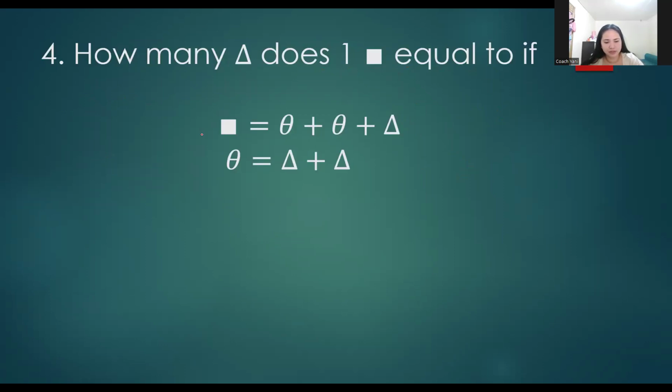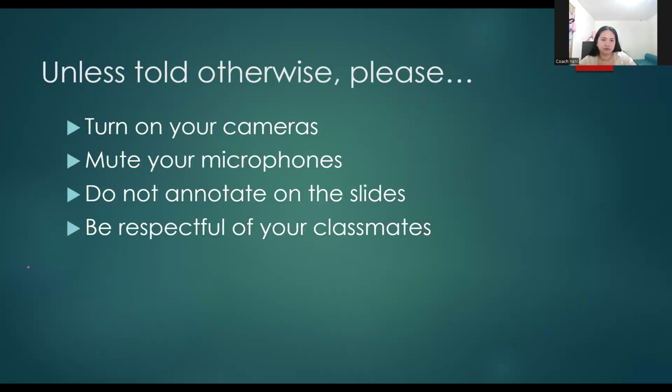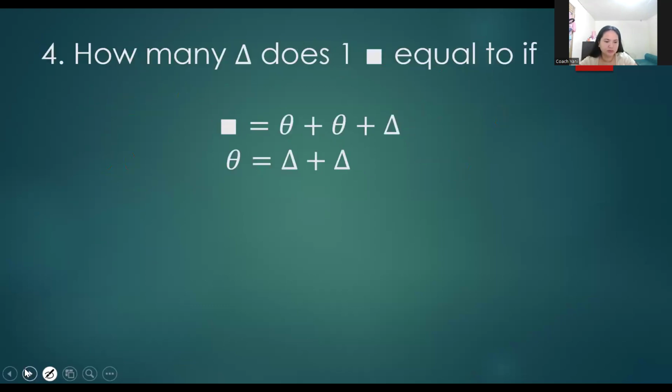How many triangles does one square equal to? If square is equal to circle, circle, triangle, and circle is equal to 2 triangles. So what do we need to do here? We need to replace all the circles here with triangles. So if we replace this one, we replace it with 2 triangles.